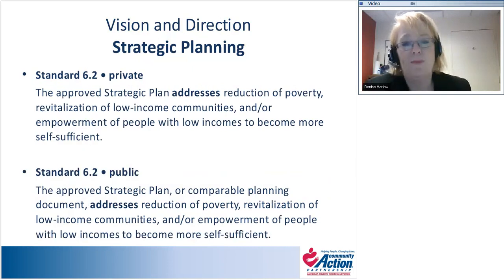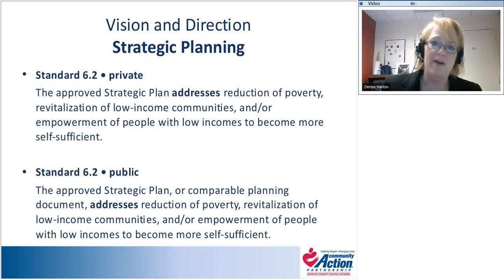Number 2, the plan addresses the reduction of poverty, revitalization of low-income communities, and/or the empowerment of people with low incomes to become more self-sufficient. Again, there's and/or. You don't have to raise all three. And I have yet to see a strategic plan from a CAP agency that in some way, shape, or form does not address poverty, revitalization of communities, or empowerment. This language comes right out of the Act in terms of our purpose as an organization.